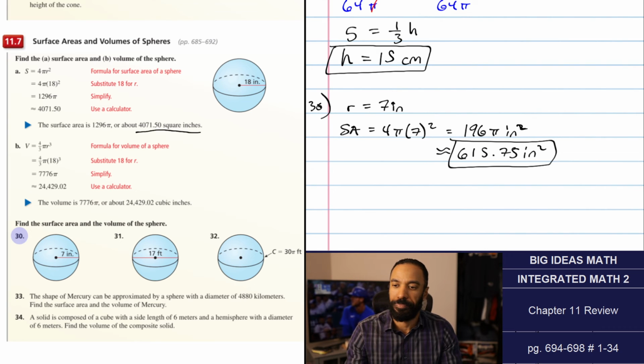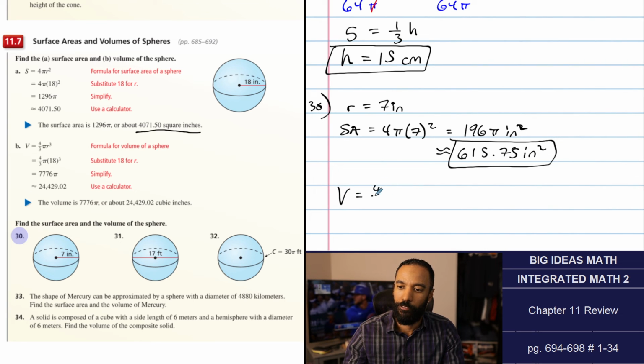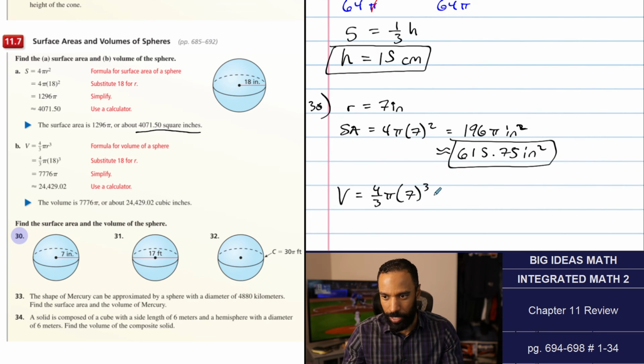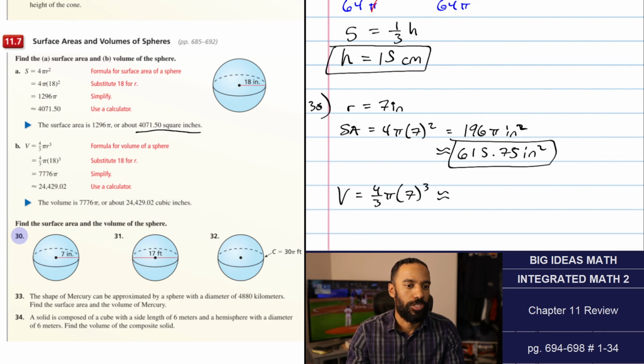All right, volume. 4/3 pi r cubed. Not even going to do anything pre-round. So 4/3 times 7 cubed times pi. Straight up.